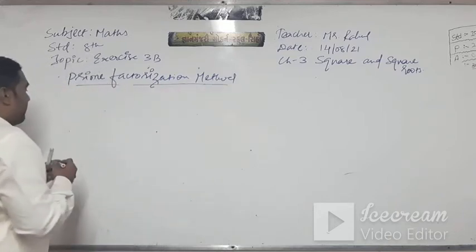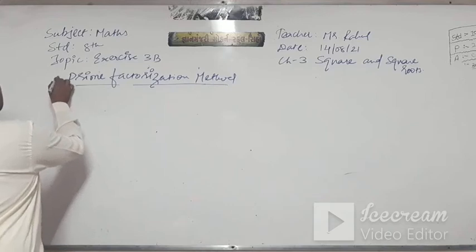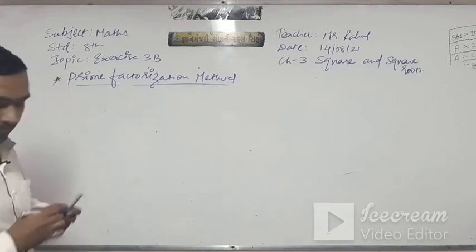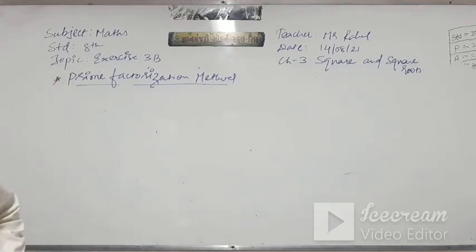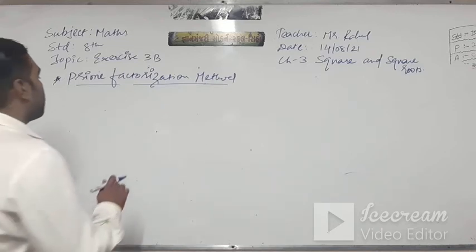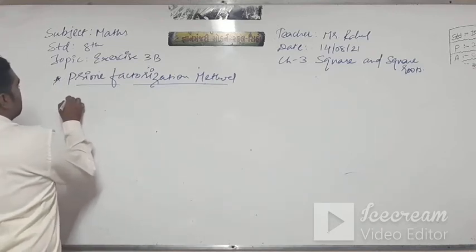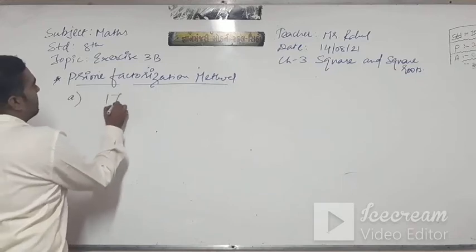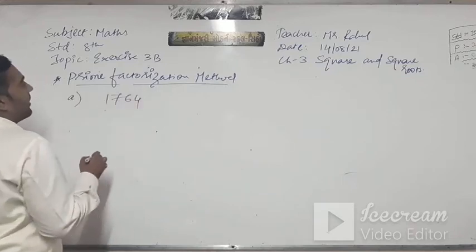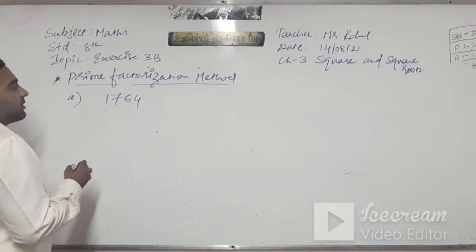Method, that is the prime factorization method to find the square root. Here we are taking the number 1764 and seeing how to solve this. I'll give the example 1764, and we are taking the prime factorization of this number.